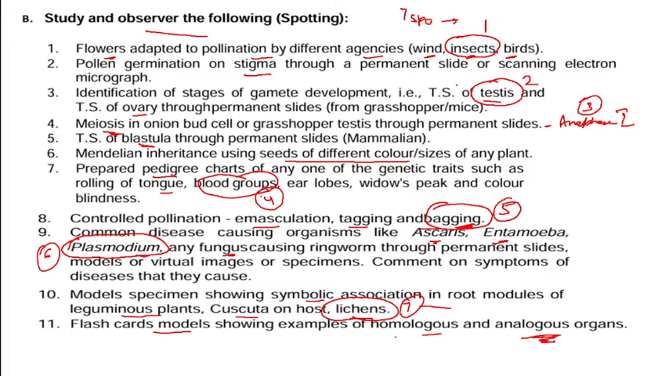So this way you will be getting 7 spots. 1, 2, 3, 4, 5, 6, 7. This is just an example I am telling you. This way the teacher will give you any of the 7 spots.